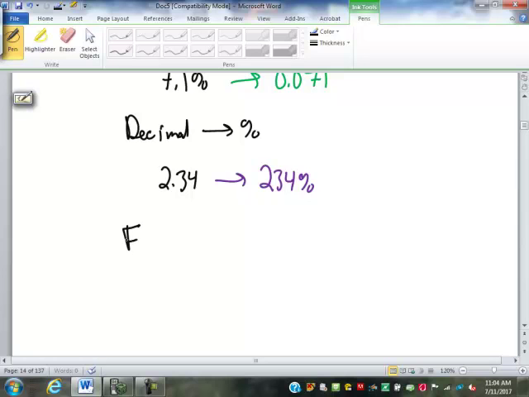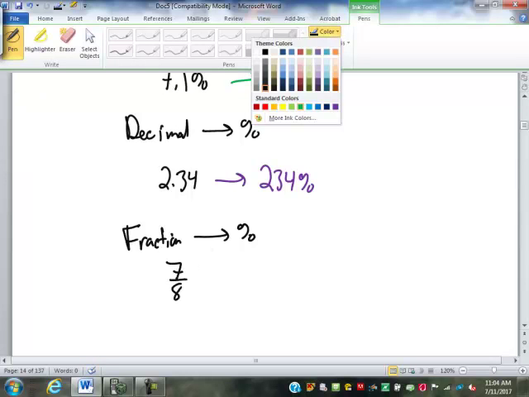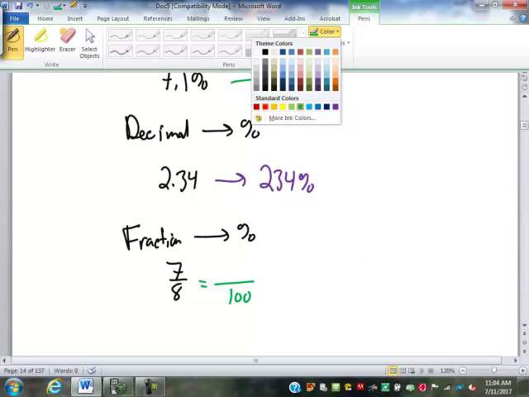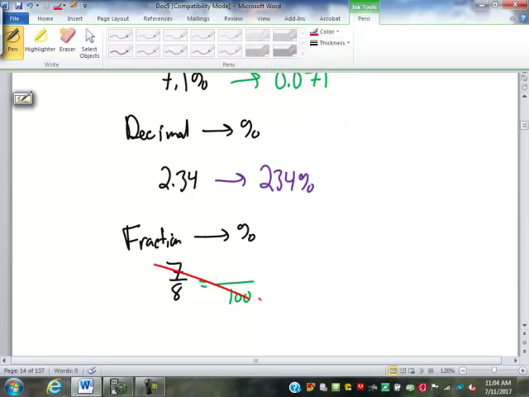And a fraction into a percent. If I give you 7/8, it's 7 out of 8. A percent is always out of 100. So 7 times 100 is 700. Divided by 8 is 87.5 out of 100, or 87.5%.